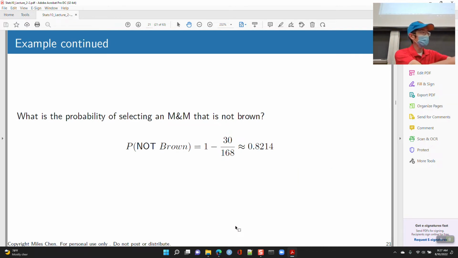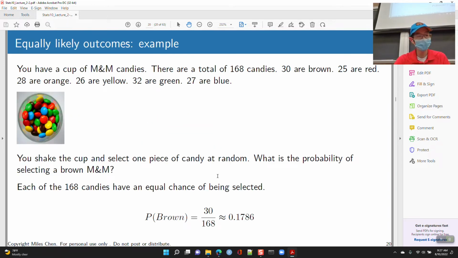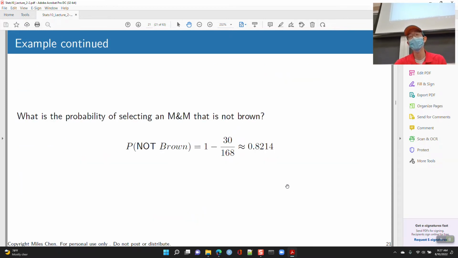Okay, what about the complement? What's the probability that we end up selecting a piece of candy that's not brown? Well, you would just do 1 minus the probability of selecting a brown piece of candy. Okay, so probability of not brown is going to be 1 minus the probability of selecting a brown piece of candy. We do 1 minus the previous answer, 1 minus 30 over 168. If the previous answer was 0.1786, 1 minus that is 0.8214.